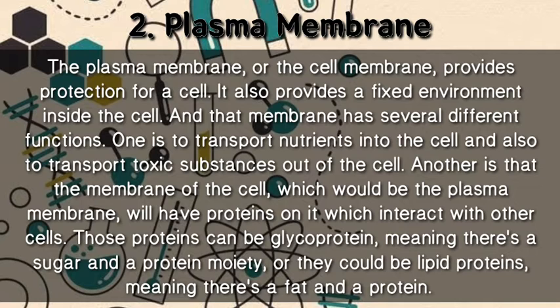The membrane has several different functions. One is to transport nutrients into the cell and also to transport toxic substances out of the cell. Another is that the plasma membrane will have proteins on it which interact with other cells. Those proteins can be glycoproteins, meaning there's a sugar and a protein moiety, or they could be lipoproteins, meaning there's a fat and a protein.